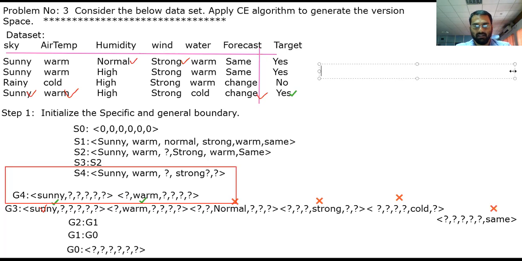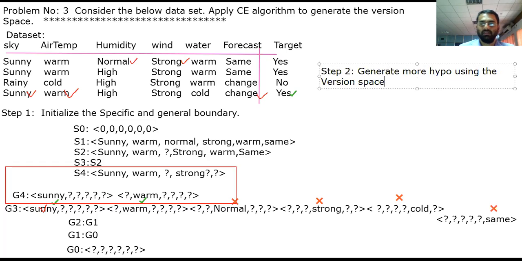Here I will write step number 2. What is step number 2? We have to generate more hypotheses using the version space. So in order to generate more hypotheses, as I have already explained to you, first I will write the hypothesis which contains more number of attribute values. In this version space, the hypotheses which contain more attribute values are 1, 2, and 3. So I'm going to write this because it contains more number of attribute values.